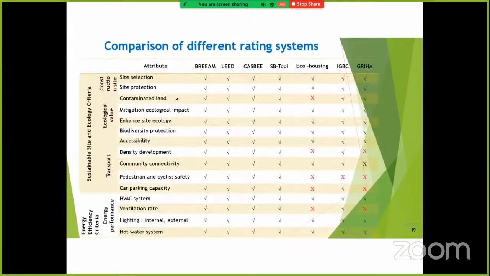Now these are the various comparison things that I have done. You can refer to my research paper, and this comparison you will find over there.